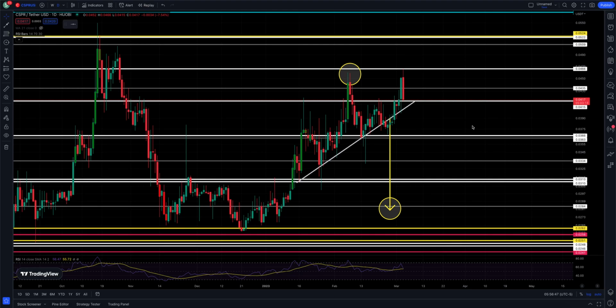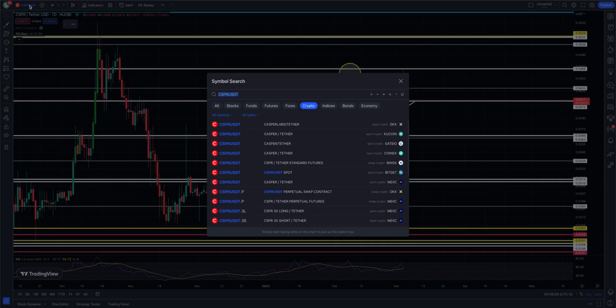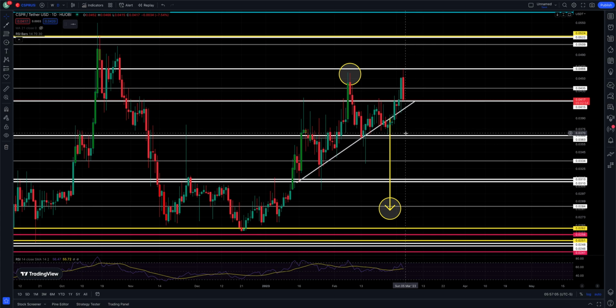It is the 4th of March, Saturday morning. We are looking over here on tradingview.com. We're going to take a look at the daily Casper / Tether chart, ticker symbol CSPR USDT. Casper had a very nice day yesterday, Friday the 3rd. It closed up 8.15% for this pair, this chart.